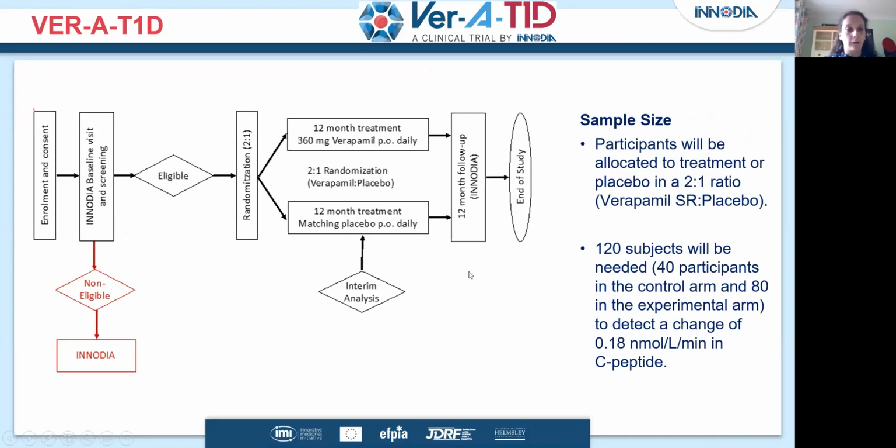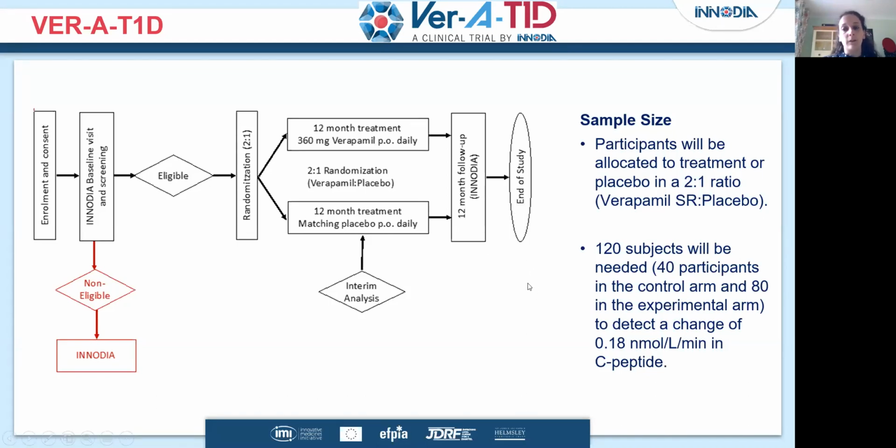So first to discuss VERITID-1D. Patients will first go through an enrollment and consent visit, and then they will have their INNODIA baseline visits and screening. If they're not found to be eligible for VERITID-1D, they will be asked to join the INNODIA natural history study, which goes back to the first slide, which we can use for comparisons within other sub-trials. If they are found to be eligible, they will be randomized 2-to-1 between the treatment arm, which is verapamil, against placebo. During that time, there will be an interim analysis, and these participants will be followed up for 12 months, at which point the study will end.